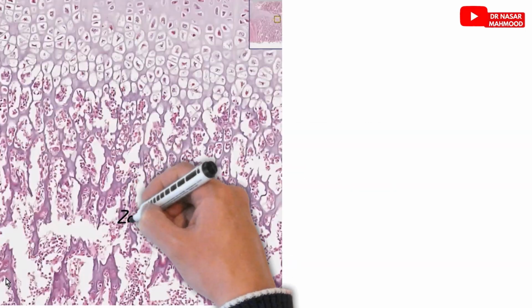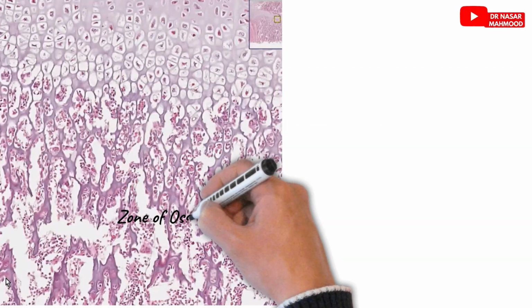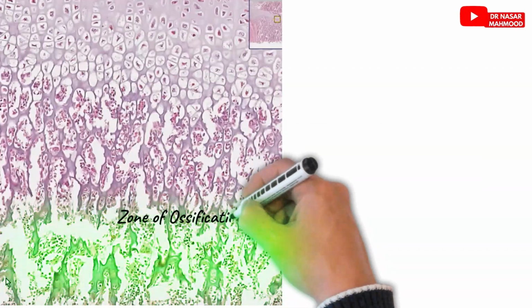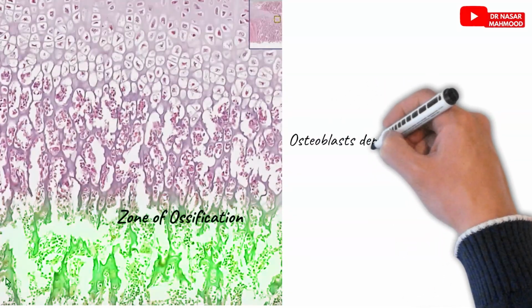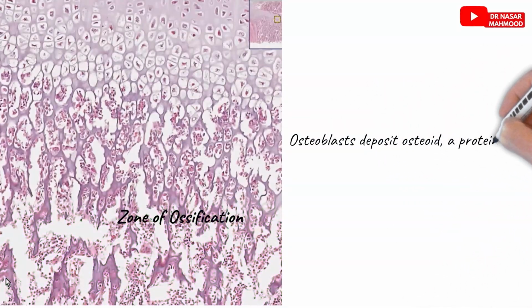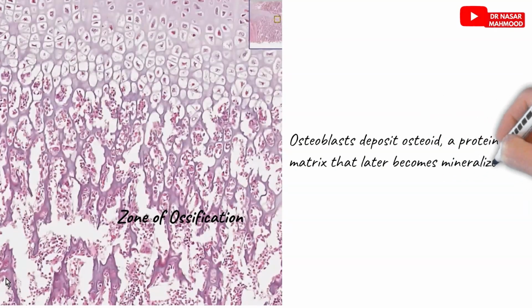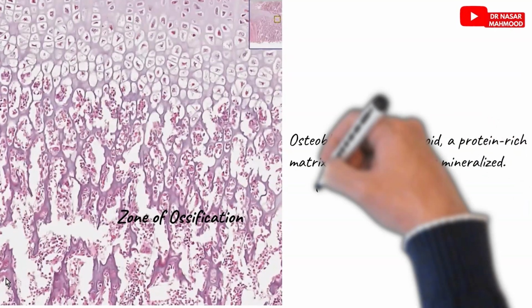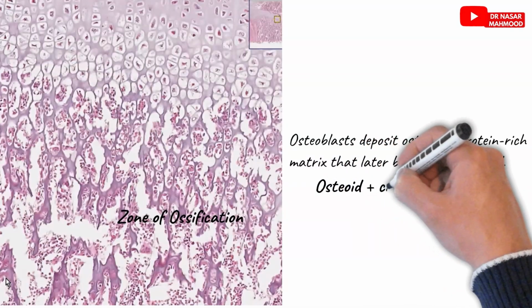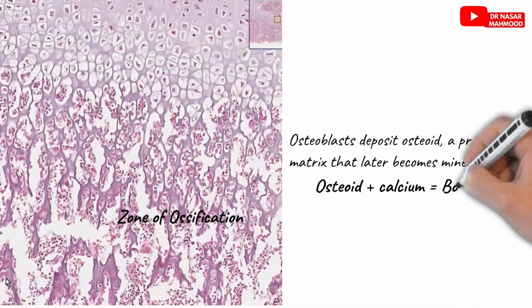And finally, the calcified cartilage is replaced with new bone tissue. Osteoblasts deposit osteoid, a protein-rich matrix that later becomes mineralized. Once this osteoid matrix is calcified, it becomes true bone. In simple terms, osteoid plus calcium equals bone.